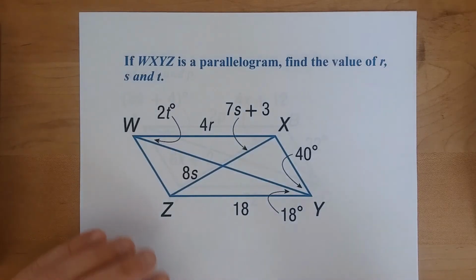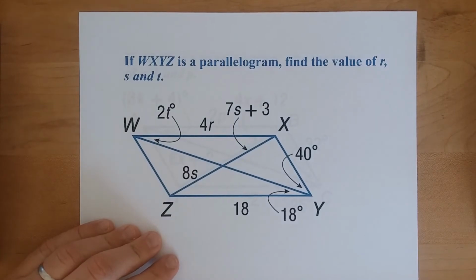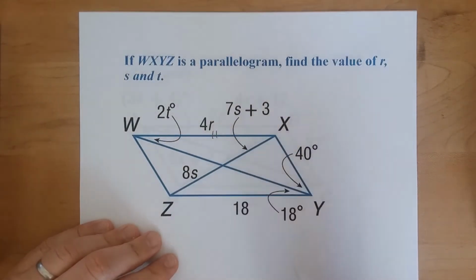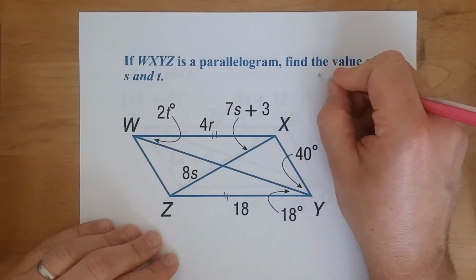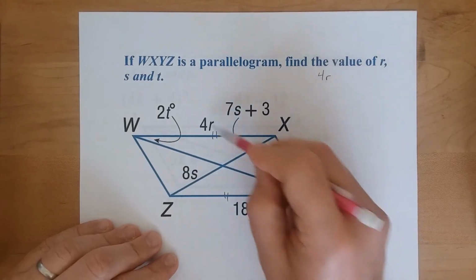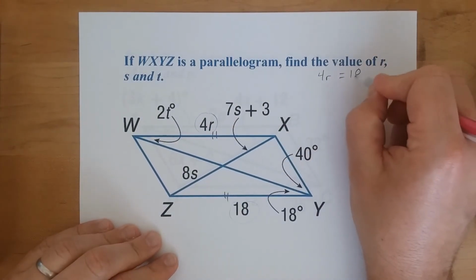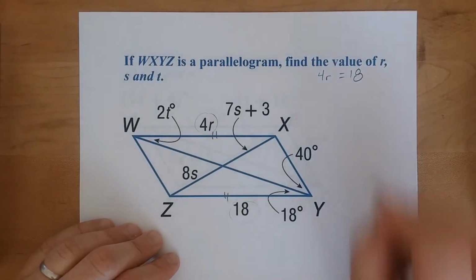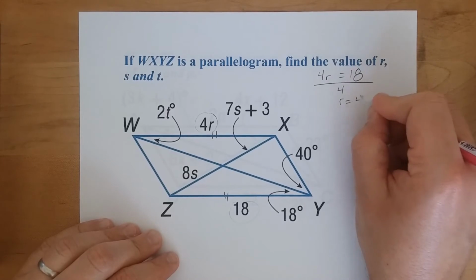You might notice that WX here is represented by this expression 4R. If this is a parallelogram, I know the opposite sides are congruent. And there we should be able to find an equation. 4R must equal 18 if this is a parallelogram. And we can divide both sides by 4. We get R equals 4.5.